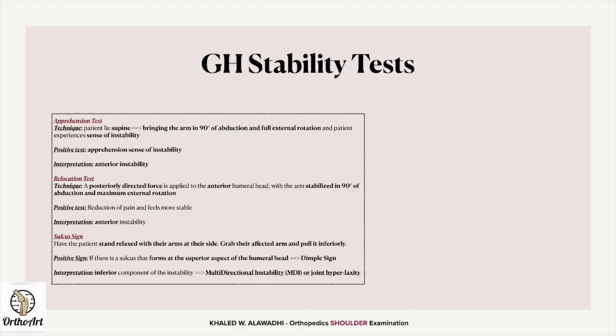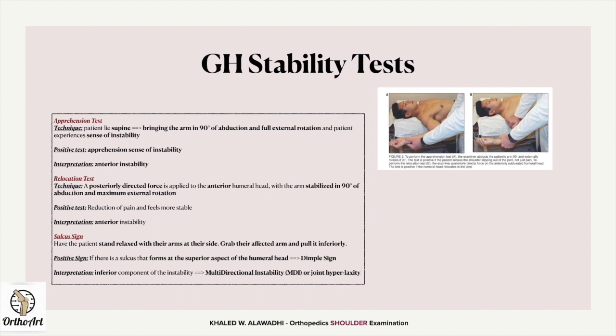The first one is the apprehension test. The patient is lying supine, bringing the arm to 90 degrees of abduction and full external rotation, and the patient experiences a sense of instability. He'll have a sensation that, doctor, I feel my shoulder is going away, it's being dislocated. So this is anterior stability. Relocation uses the same steps as the apprehension test, and you add a posterior directed force to the anterior humeral head. You stabilize at 90 degrees abduction and maximum external rotation. So this is apprehension and this is relocation.